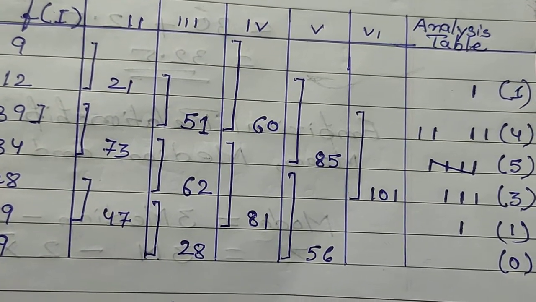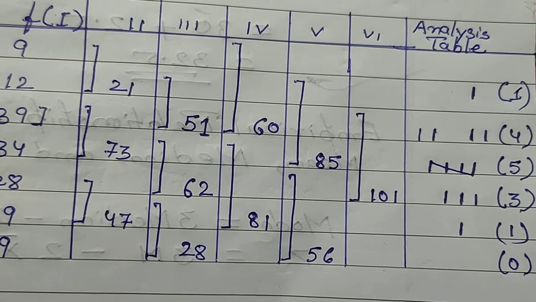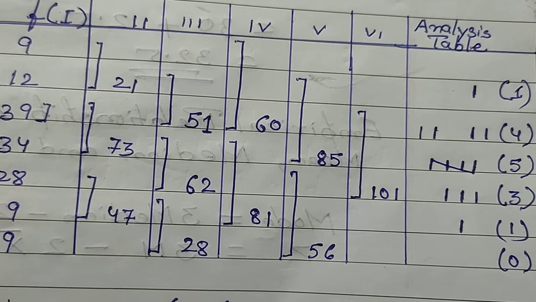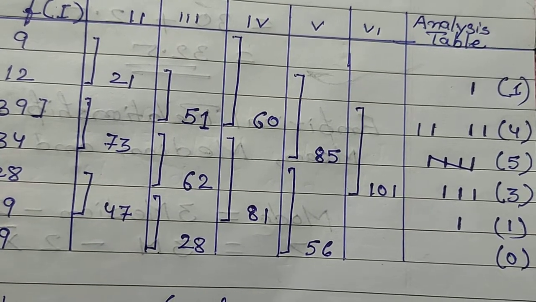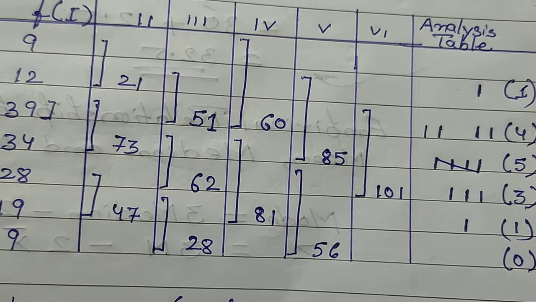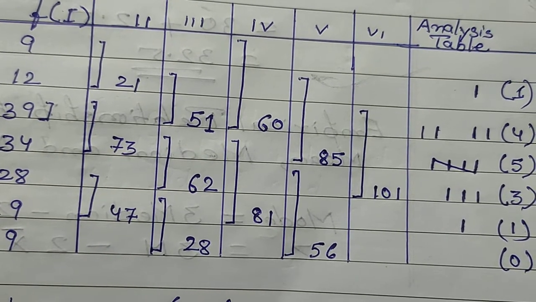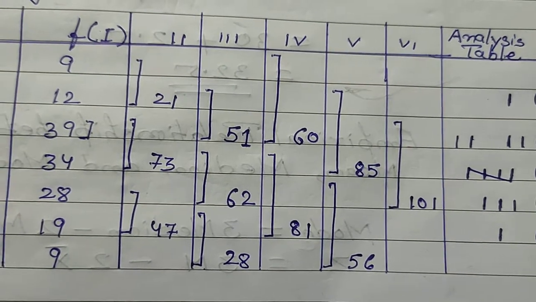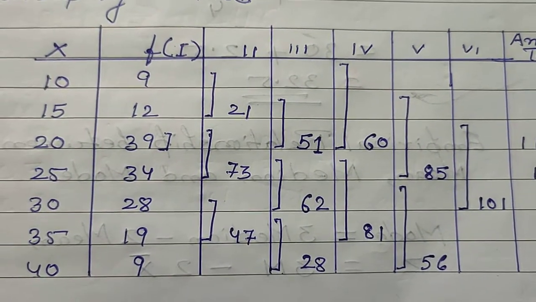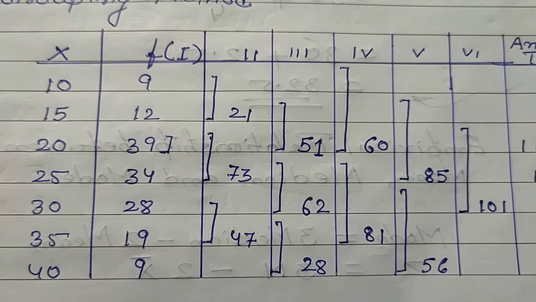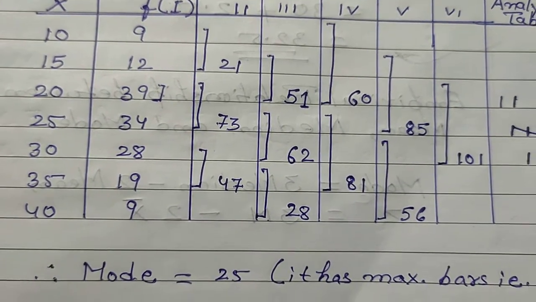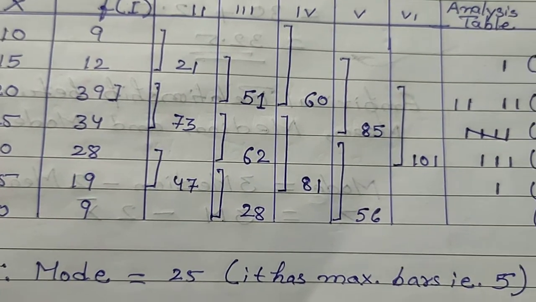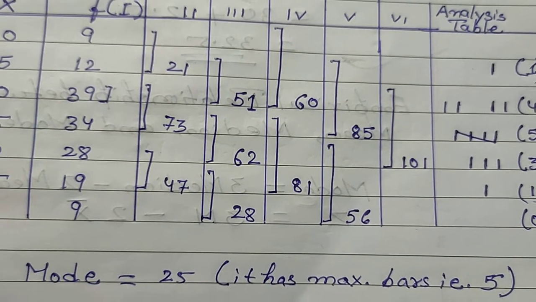After marking these tally marks, we count the number of bars in the analysis table. You can see the values I have mentioned: 1, 4, 5, 3, 1 and 0. So 5 is the highest tally count we get in the analysis table, and it corresponds to the variable 25. So by this method, according to the given schedule, the mode is 25 because it has the maximum number of bars.